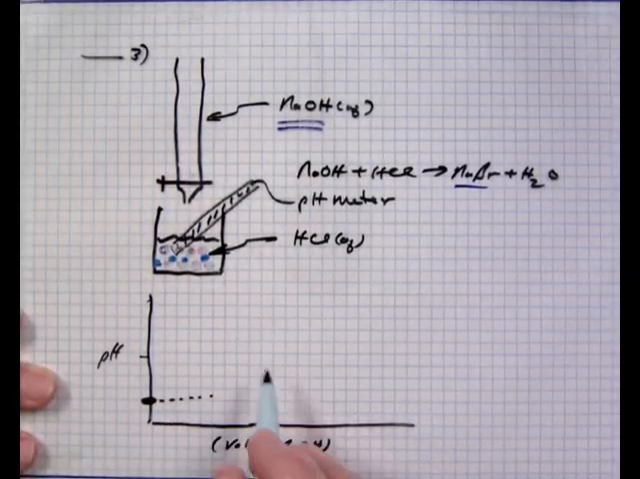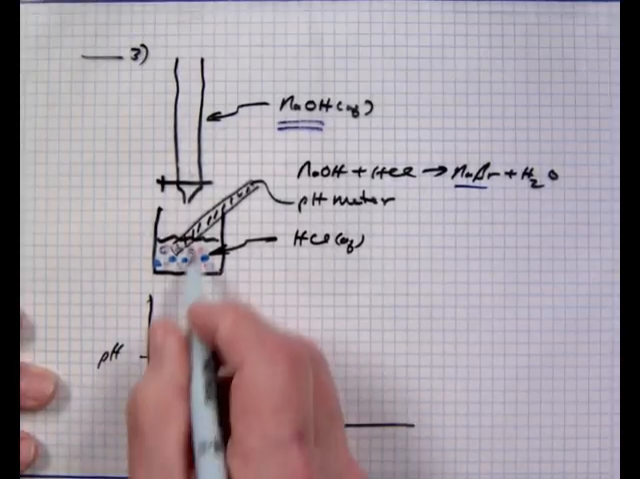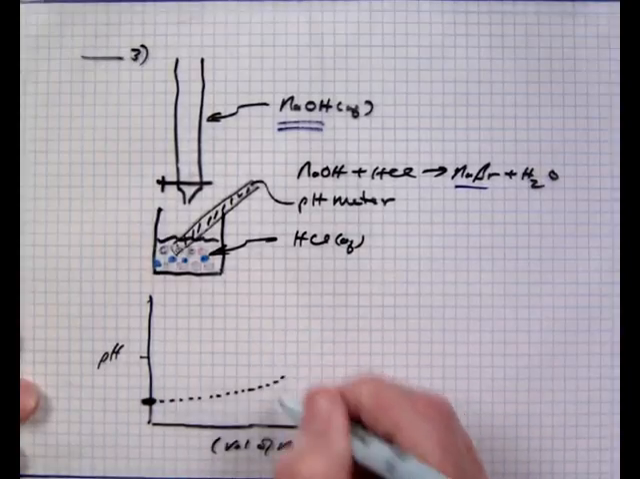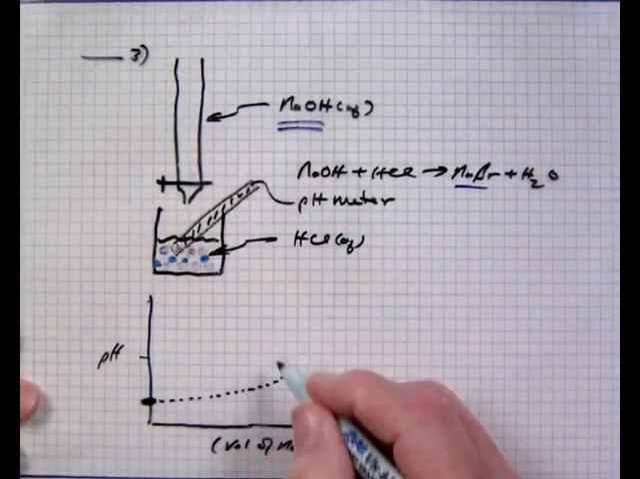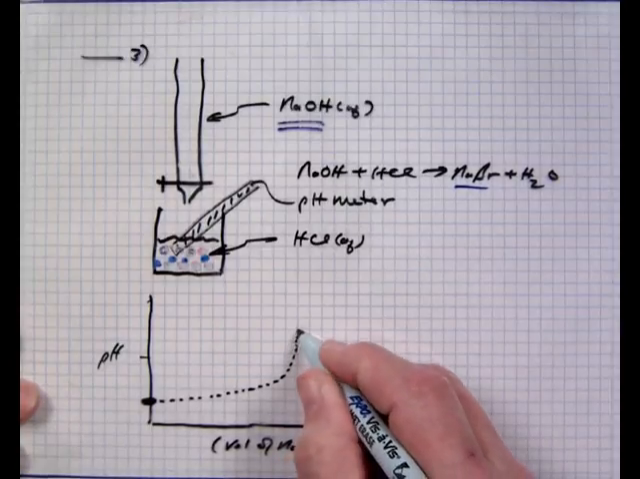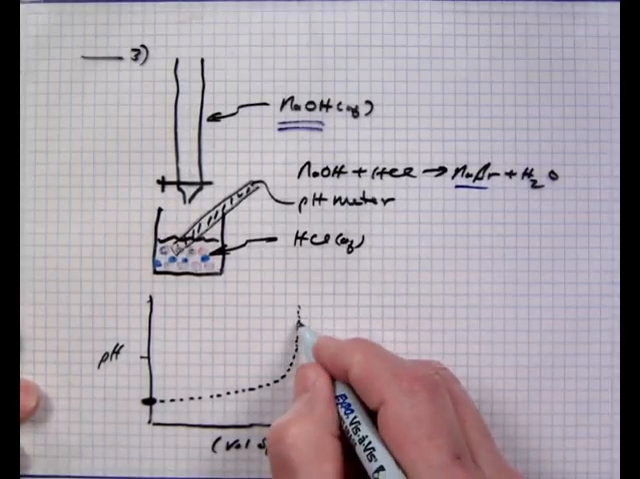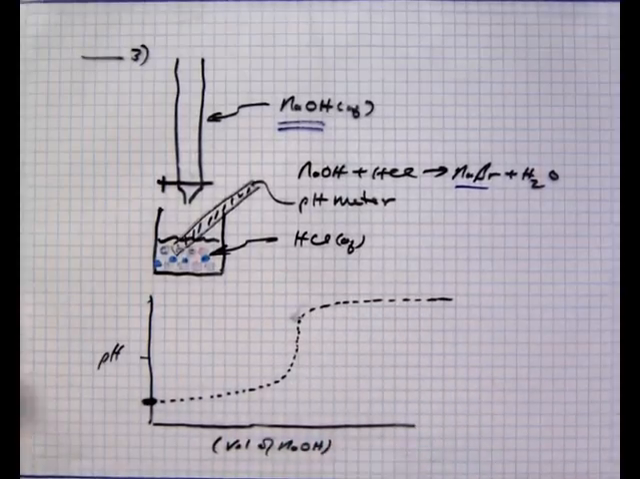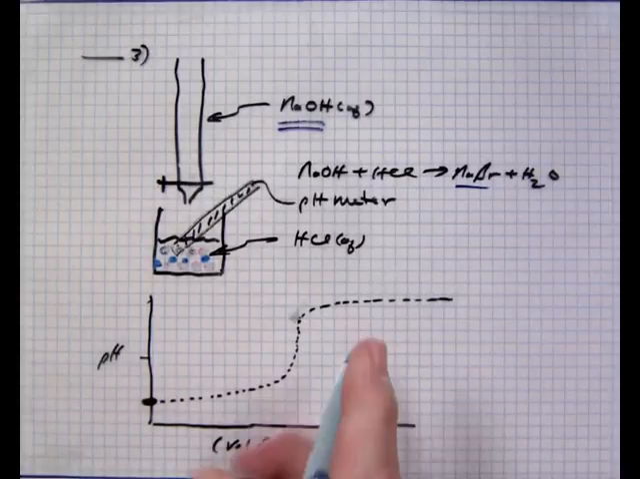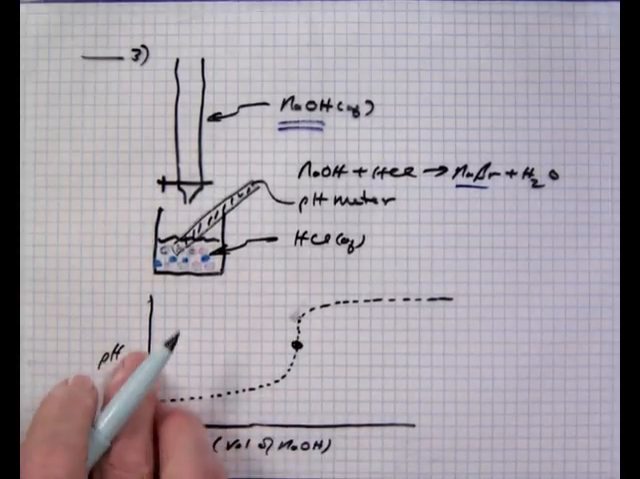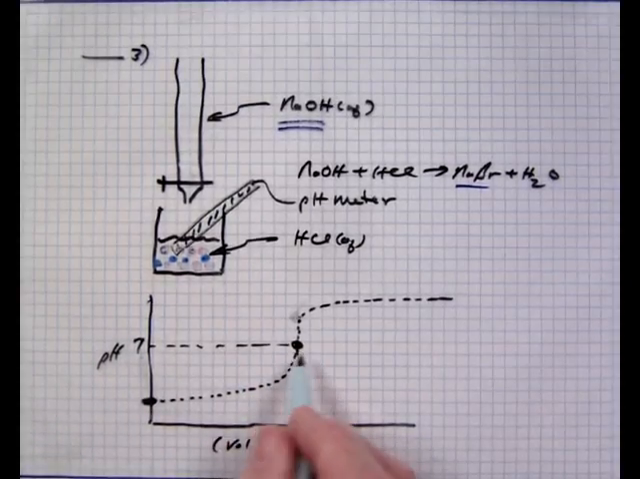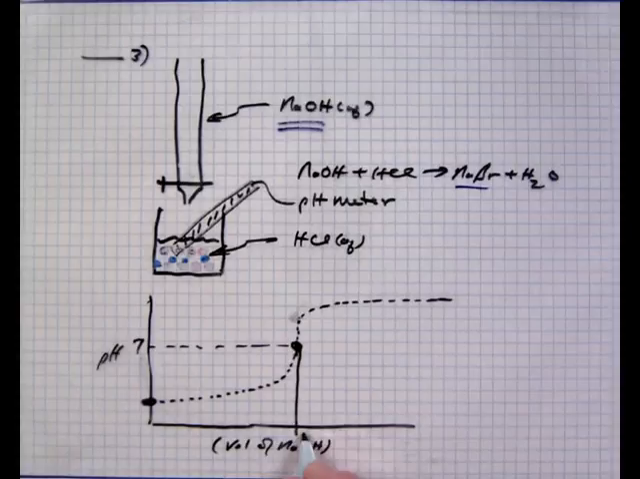And as you add the base, it's going to be neutralizing the acid in here. And at very close to that equivalence point, there would be a rapid increase in pH, and that will eventually slow to something that approaches 14. Well, the equivalence point is right there in the middle of the inflection point, and this is the volume, what we call the equivalence volume.